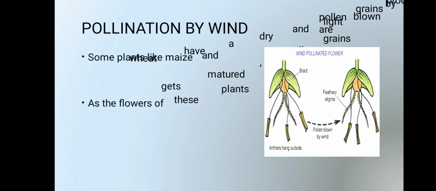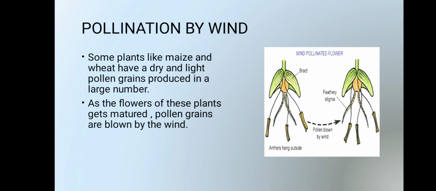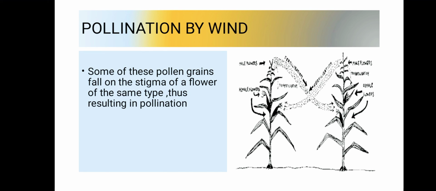Pollination by wind. Some plants like maize and wheat have dry and light pollen grains produced in a large number. As the flowers of these plants get matured, pollen grains are blown by wind. Some of these pollen grains fall on the stigma of a flower of the same type, thus resulting in pollination. So class, this is all we'll be learning for today. That is pollination by wind.